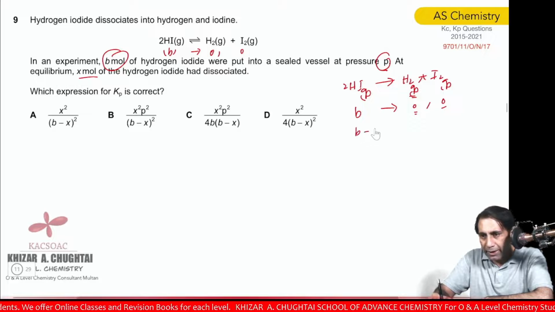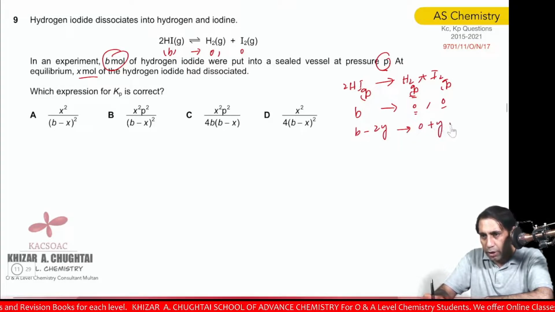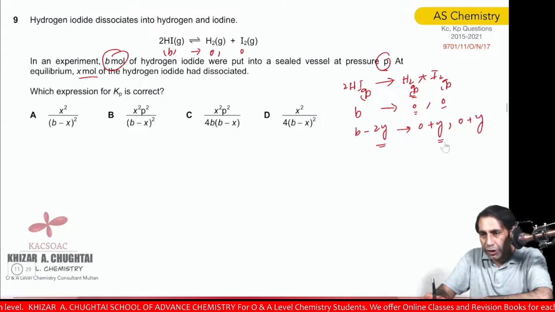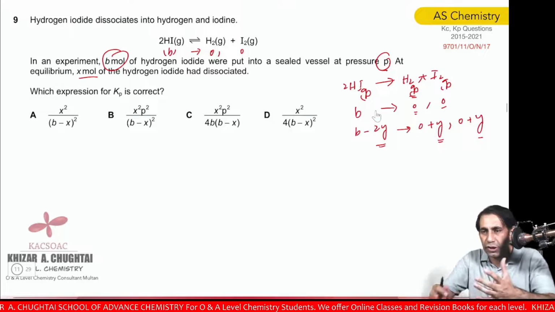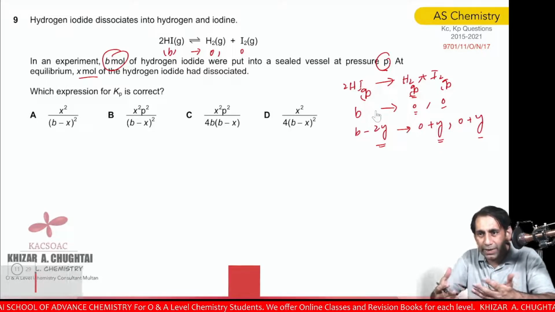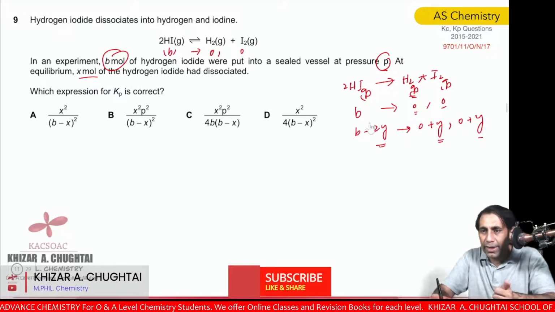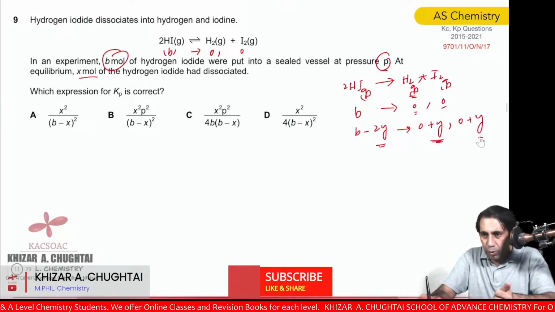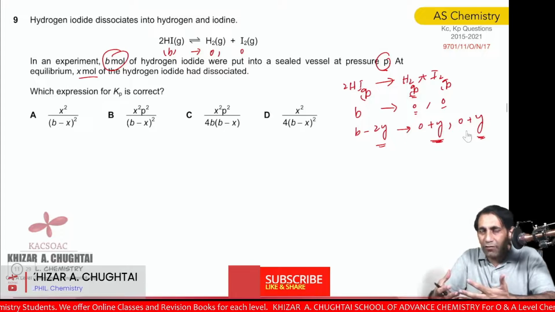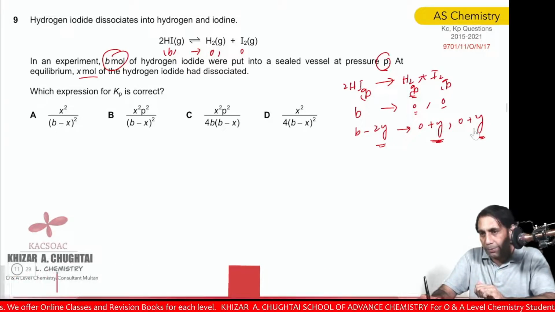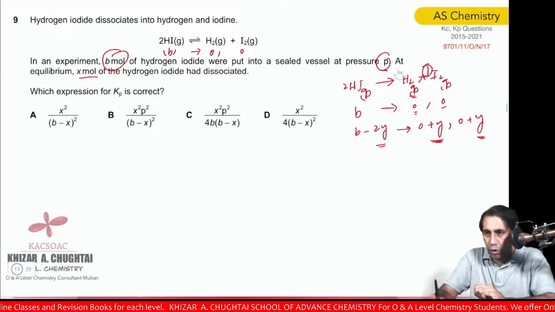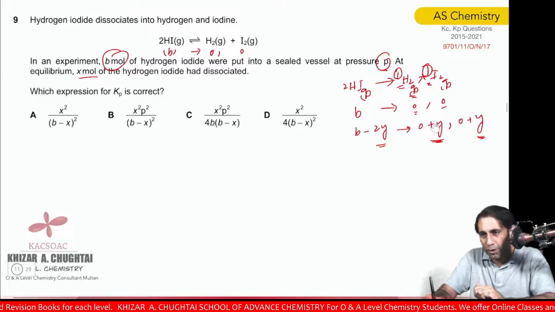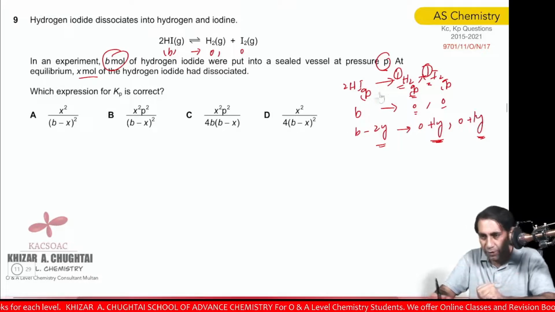So B minus 2Y goes to 0 plus Y, comma, 0 plus Y. This Y is the change in moles. Moles changing from HI, minus 2Y, it will be in the multiple of 2, minus 2Y. And there is an increment of the mole. There is an increase in the mole of hydrogen and iodine. So plus Y, with respect to their coefficients in the balanced chemical equation: 0 plus 1Y, 0 plus 1Y, you can write it over here.